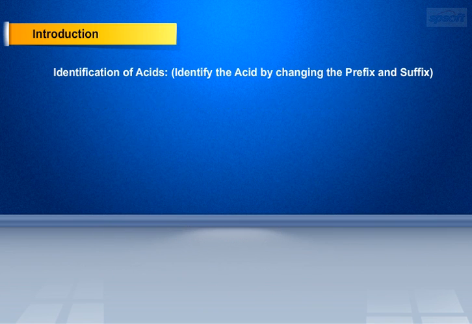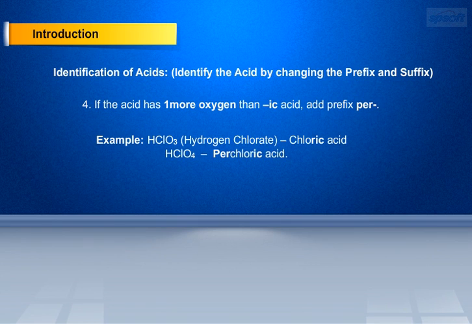Next, rule 4. If an acid has one oxygen more compared to ic acid, then add prefix per. Example, HClO4, perchloric acid. Using rule 3, we know hydrogen chloride is an acid, that is chloric acid. To this chloric acid anion we add one more oxygen, that is ClO4. So, for chloric acid, we add per as prefix in it.